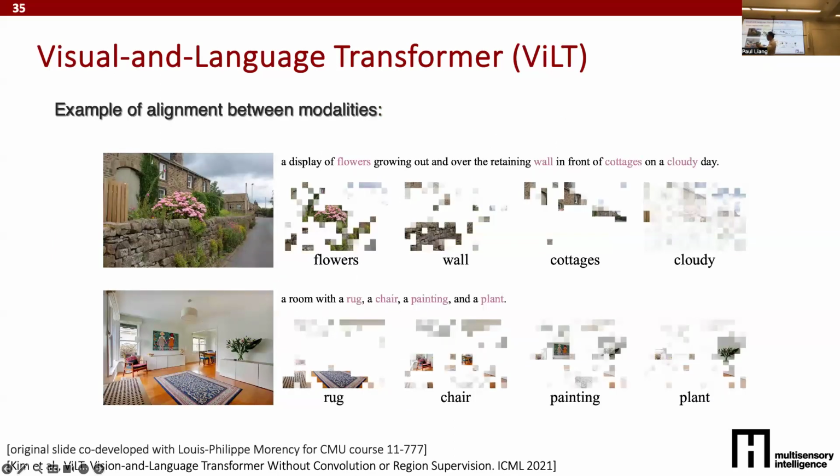So you can train these models and you can see that it's able to do fusion, so you can learn really good image text representations, and it can also do alignment. So you can look at the flowers and some of the patches that it was aligned to actually show the flowers, the rug, and the patch shows the rug.